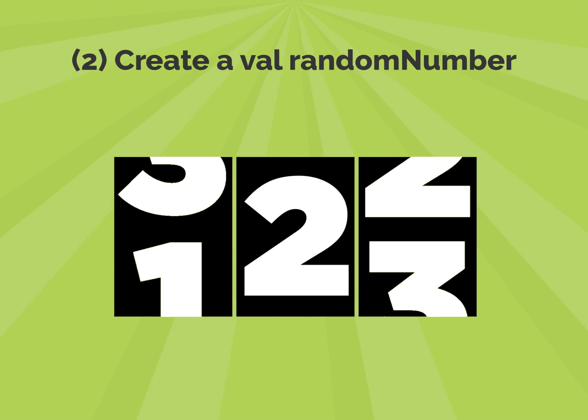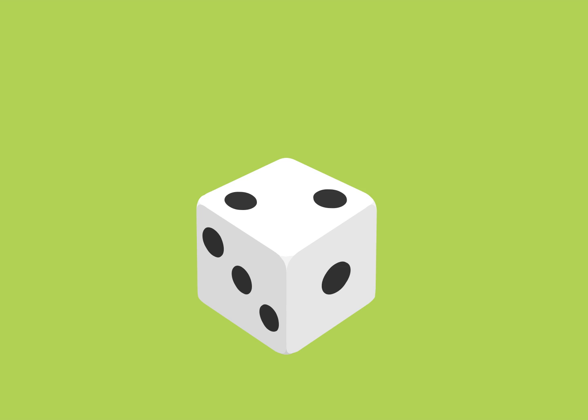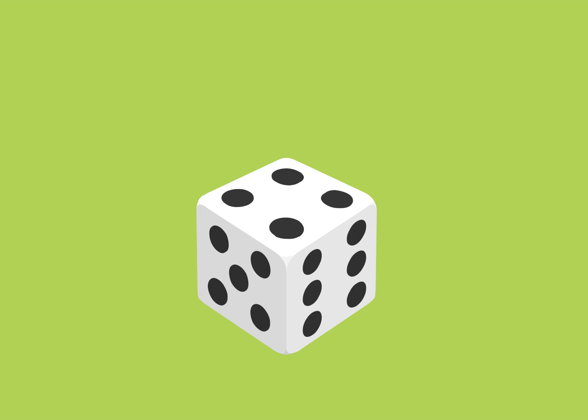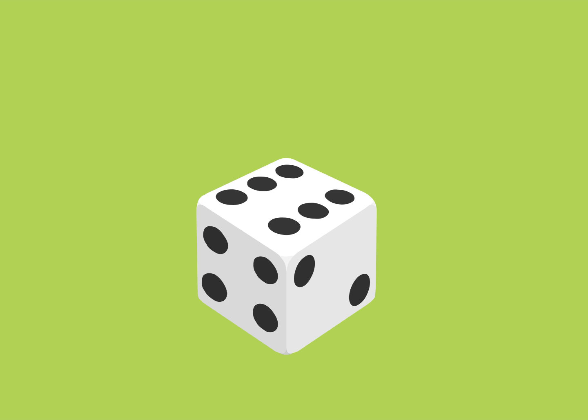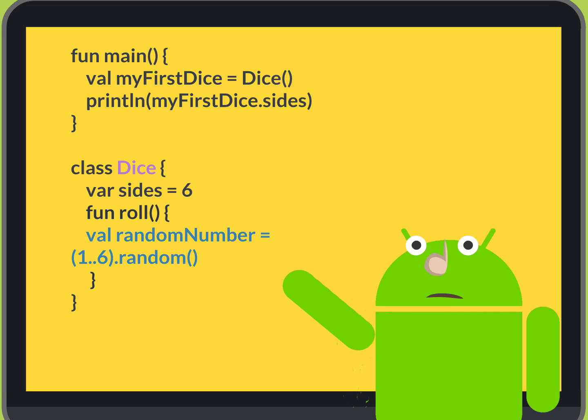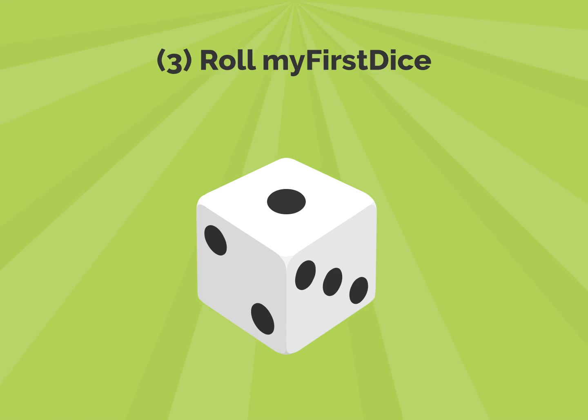2. Create a val, randomNumber. When you roll a dice, it will generate a random number between 1 and 6. Inside the roll method, create a val randomNumber. Assign a random number in the range of 1 to 6. Use dot notation to call random on the range. After generating the random number, print it to the console.